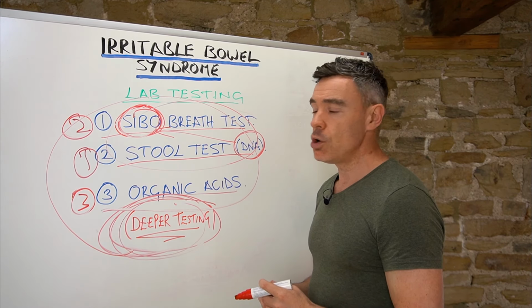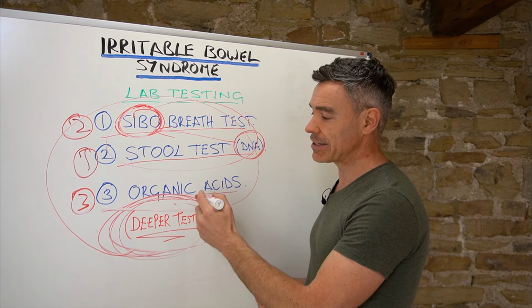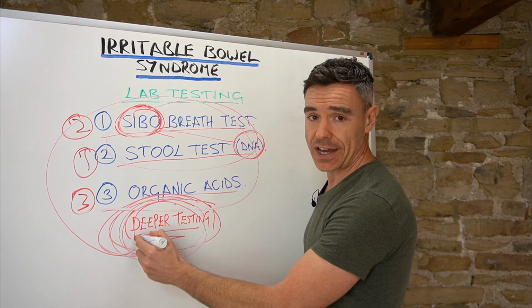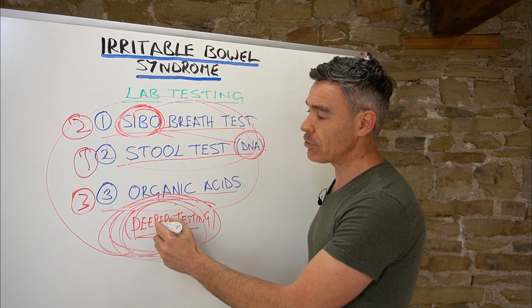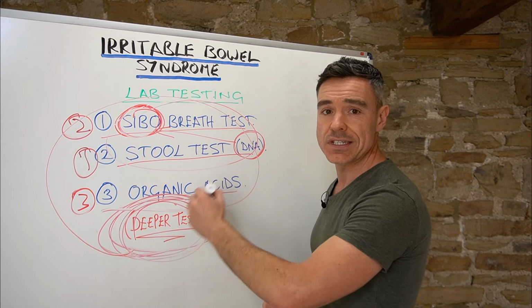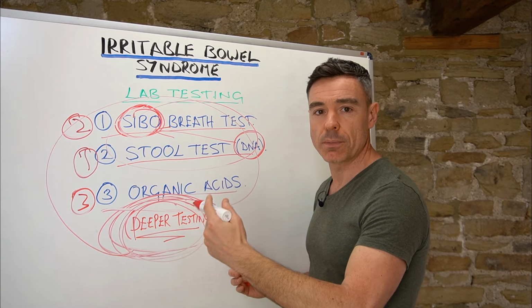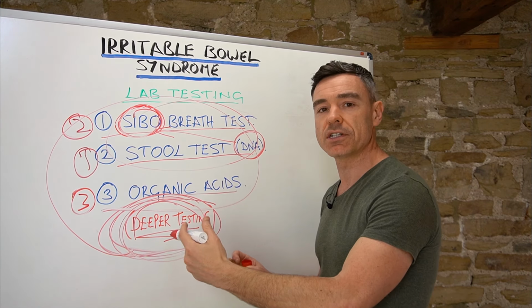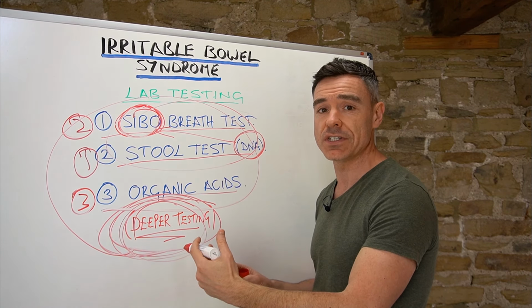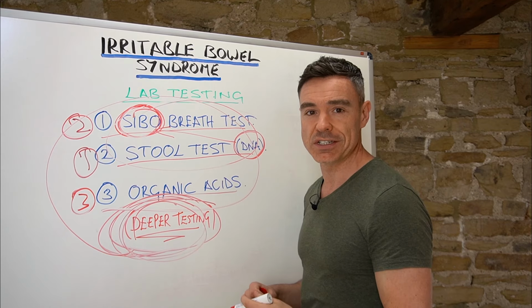In the next video, we're actually going to talk about the indirect tests, these deeper tests, in fact, that you can use to figure out clues about why some of these more superficial issues with the microbiome might be happening. And then we're also going to talk about how you can test your food sensitivities as well to see if they're contributing to the problem.